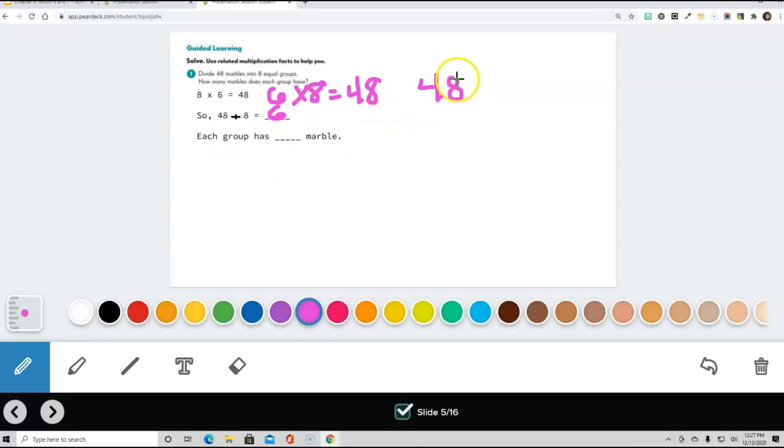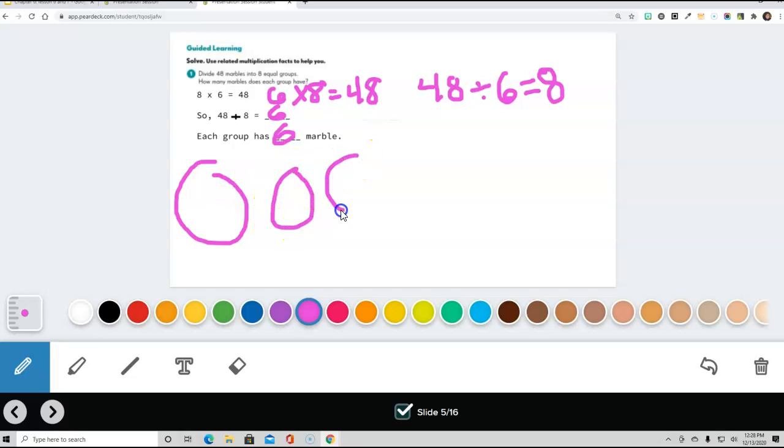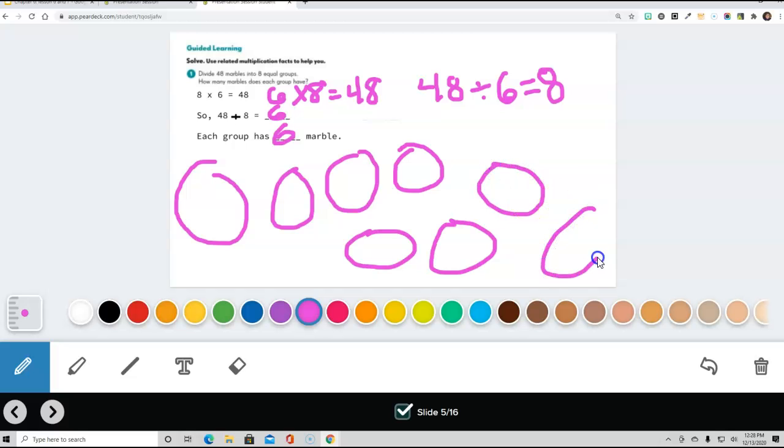48 divided by 6 equals 8. I can use my fact family to help me. So there are 6 marbles. If I didn't know my facts, I would make 8 groups and I would pass out 48. 1, 2, 3, 4, 5, 6, 7, 8, and so on.